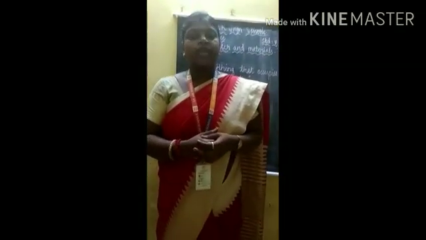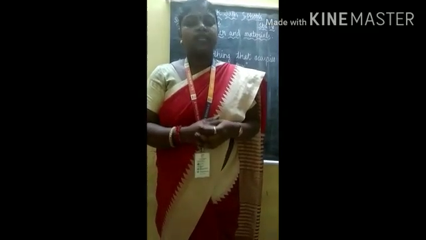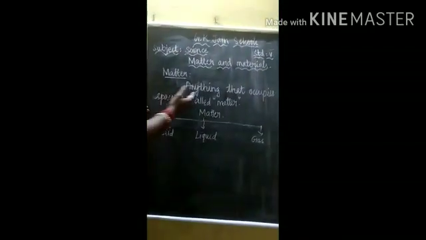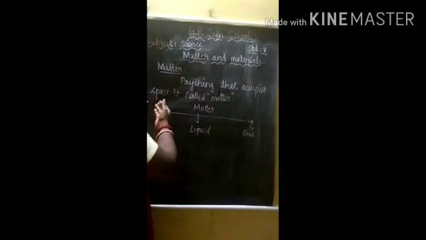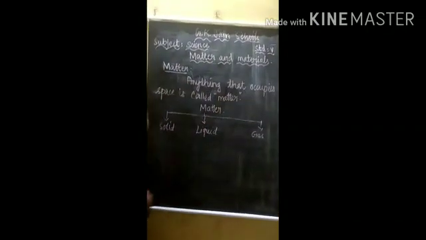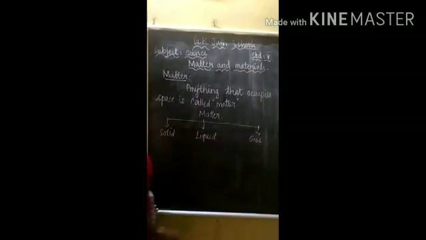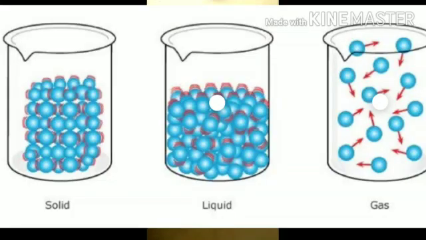Today I am going to take class for 5th standard, subject science, and the lesson name is matter and material. Yesterday we have seen about the matter. What is matter? Anything that occupies space is called matter, whether it may be a solid, liquid or gas. Matter is classified into 3 states, that is solid, liquid and gaseous states.